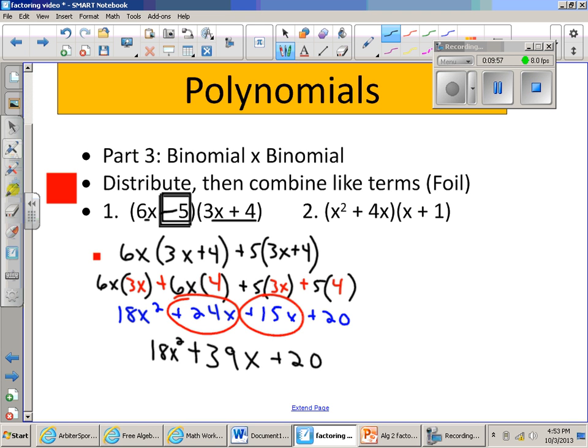Now let's remember to check our answer. Problem in Y1, answer in Y2, and look at our table. Go over to the same problem.